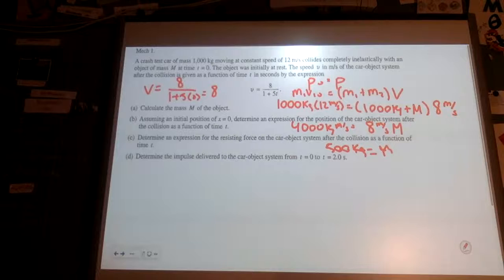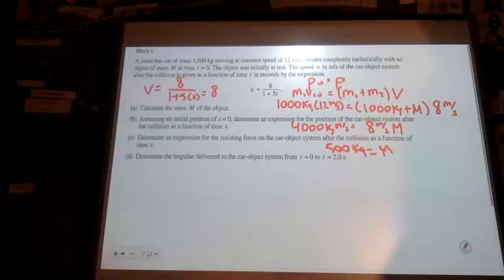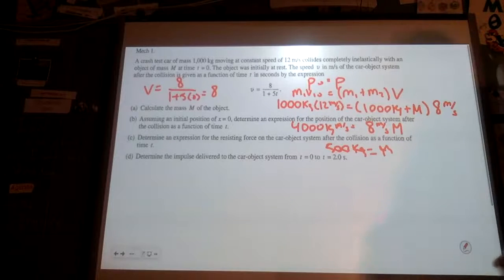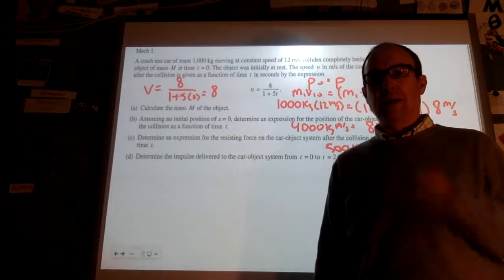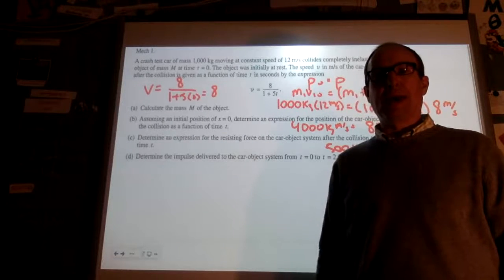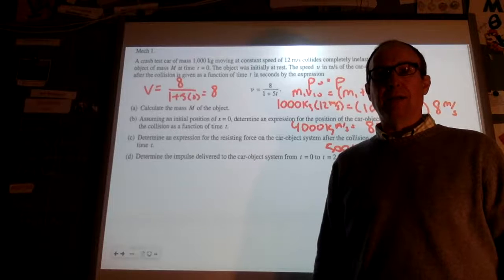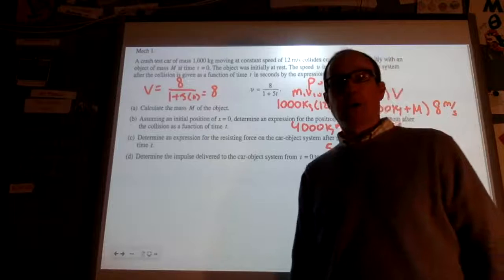All right, so assuming the initial position of x of 0, determine an expression for the position of the cart-object system after the collision as a function of time. It's possible you guys haven't seen this yet in calculus, but I'll show you how to deal with it now, and then Mrs. McCullough will explain it better, I'm sure, because that's way more her cup of tea.